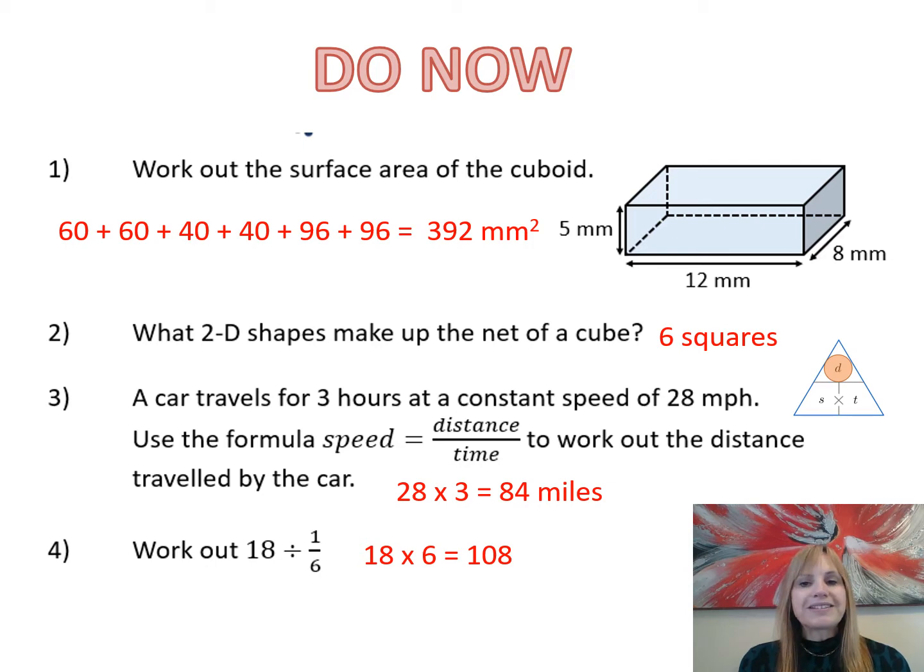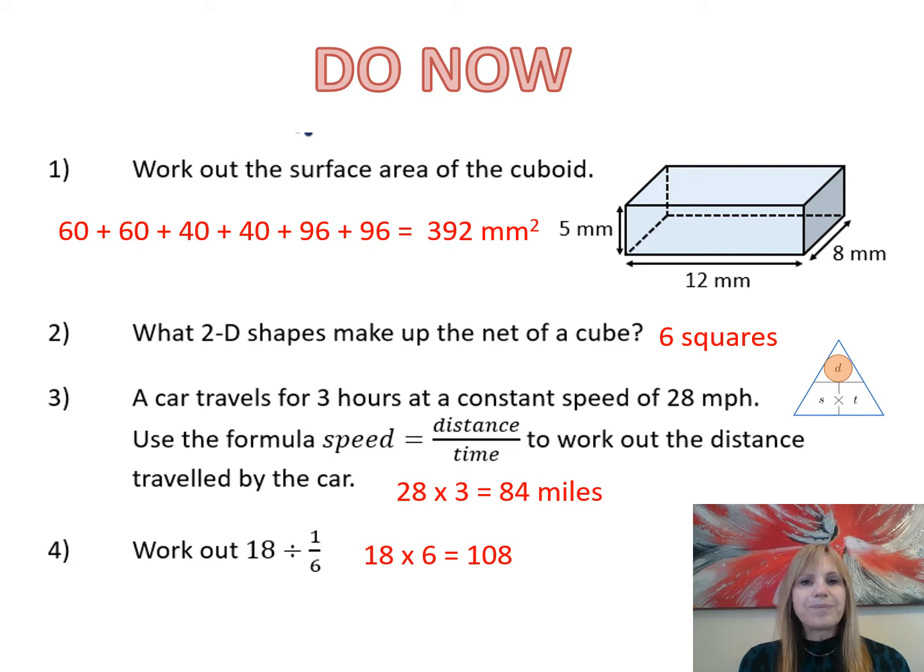A cube has a net that is made up of 6 squares. For number 3, we wanted to work out the distance. So to work out distance, it's speed times time. So 28 times 3 is 84 miles.